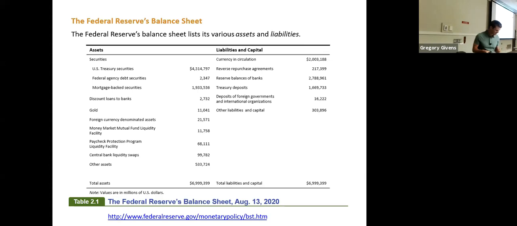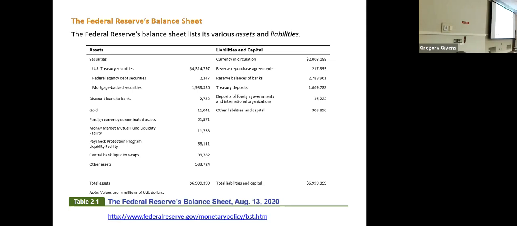Okay, let's start with the asset side of the Fed's balance sheet first. In most years, the most important assets on the asset side of the Fed's balance sheet are going to be two things: the Fed's holdings of US Treasury Securities and also the discount loans that it's made to banks. So as of, let's see, August 13th of this year, the Fed has, these are in millions of dollars, so that's $4.3 trillion worth of US Treasury security.